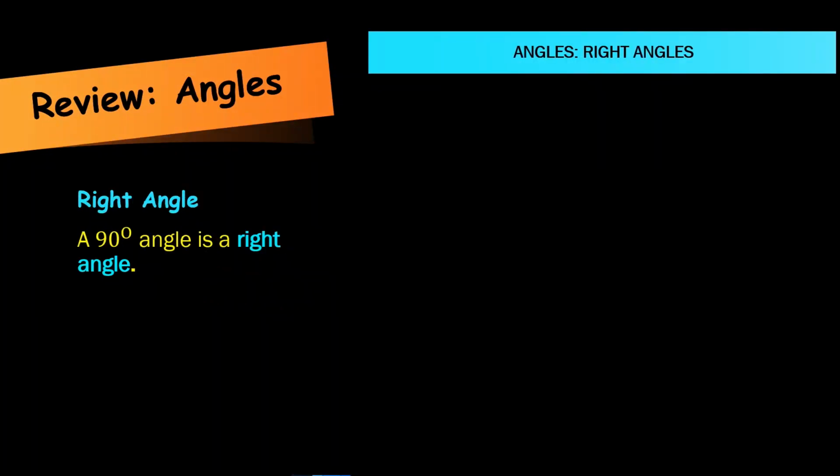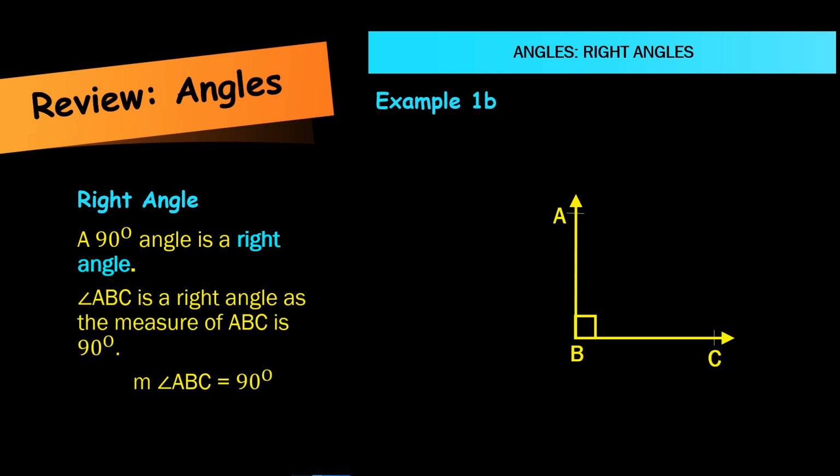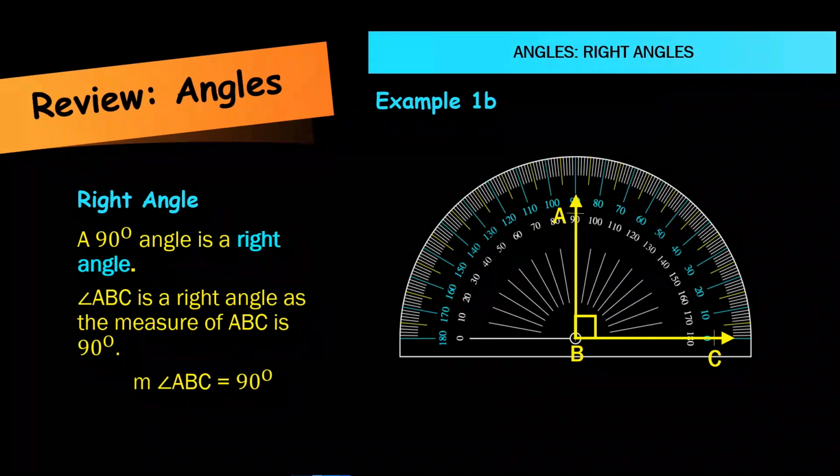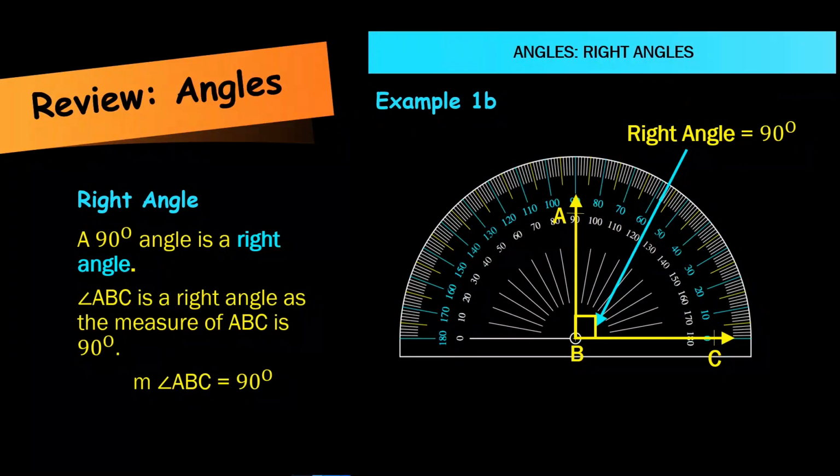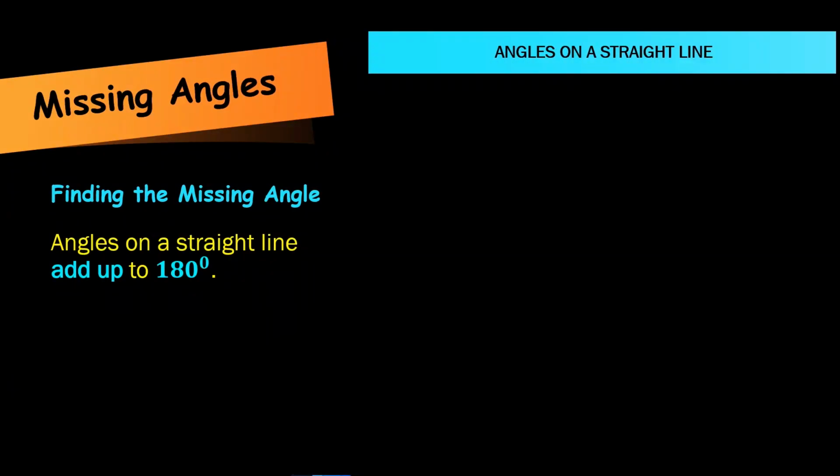A 90-degree angle is a right angle. Angle ABC is a right angle as the measure of ABC is 90 degrees. Angles on a straight line add up to 180 degrees. Let's see if we can find missing angles on a straight line.